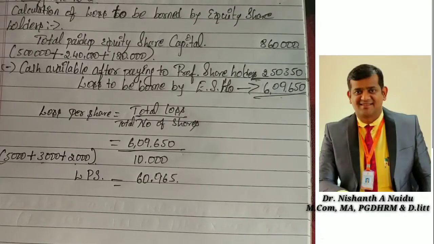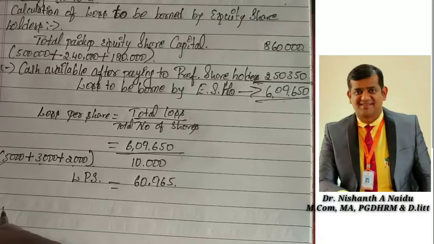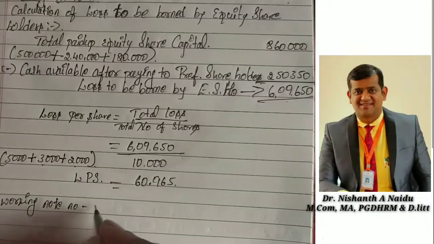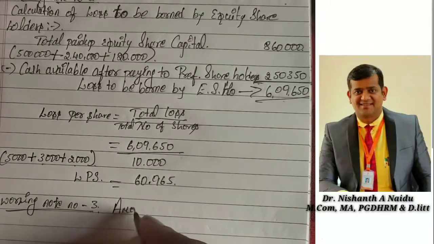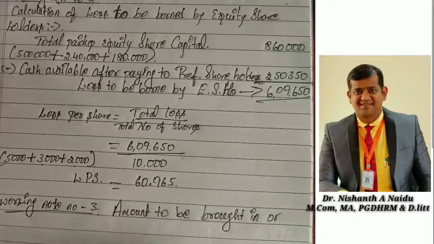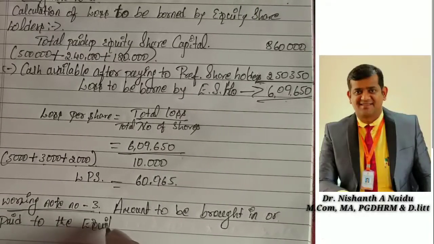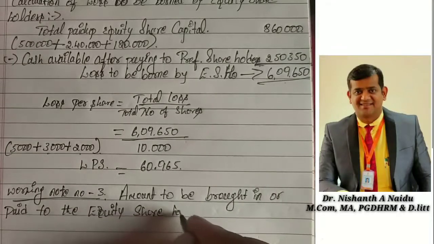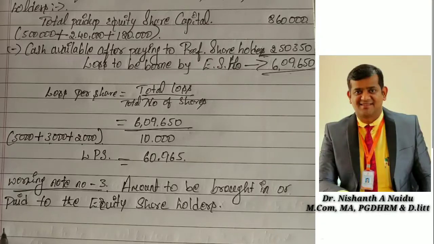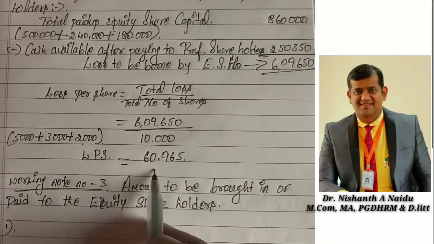So now let us calculate the amount to be brought in or paid to equity shareholders. Working note number 3: amount to be brought in or paid to the equity shareholders. Okay. So under that, first one is 5,000 equity shares, 100 paid. So they have paid 100, which is more than the loss.